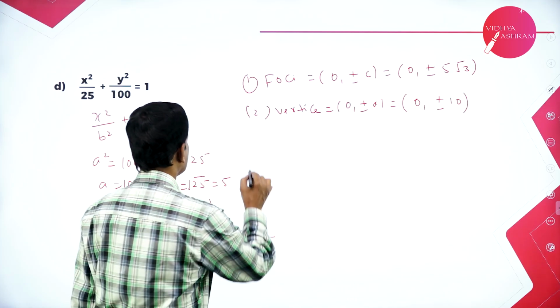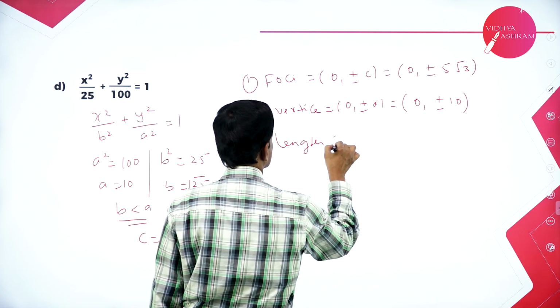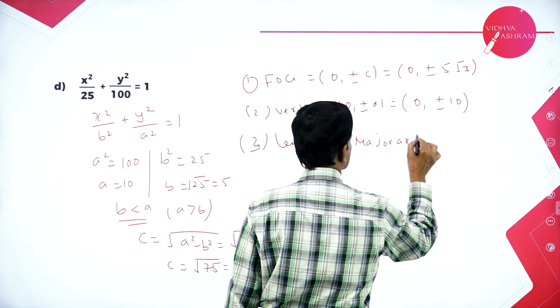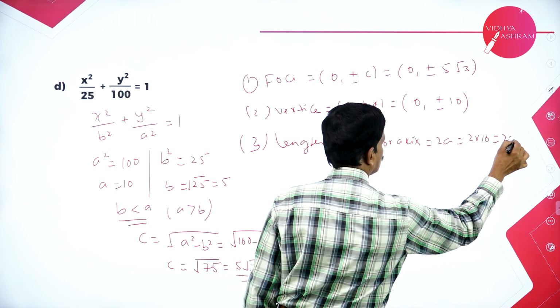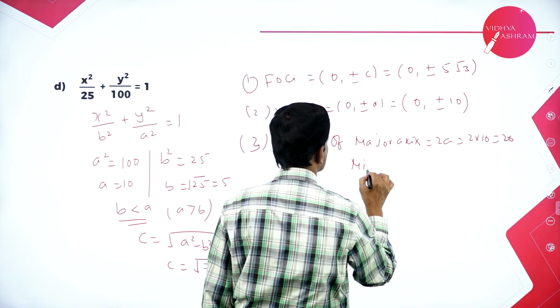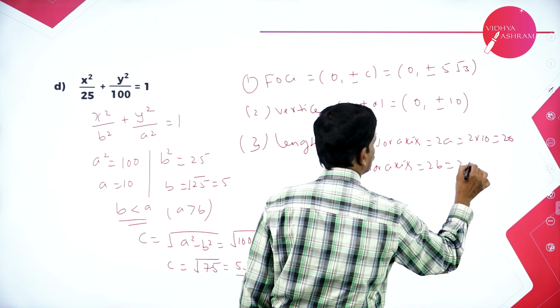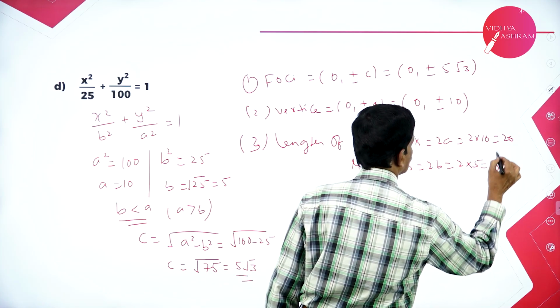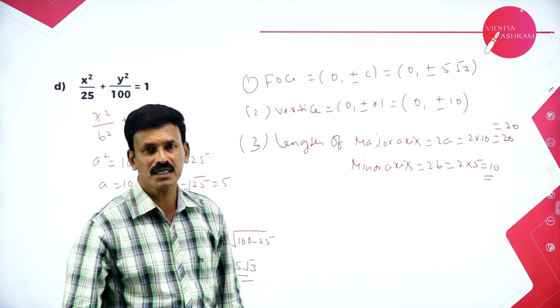Now length of major axis is 2a, that is 2 into 10, that's equal to 20. Length of minor axis. Minor axis is 2b, 2 into b is 5, that's equal to 10. So this is 20 and this is 10. Major axis is 20, minor axis is 10.